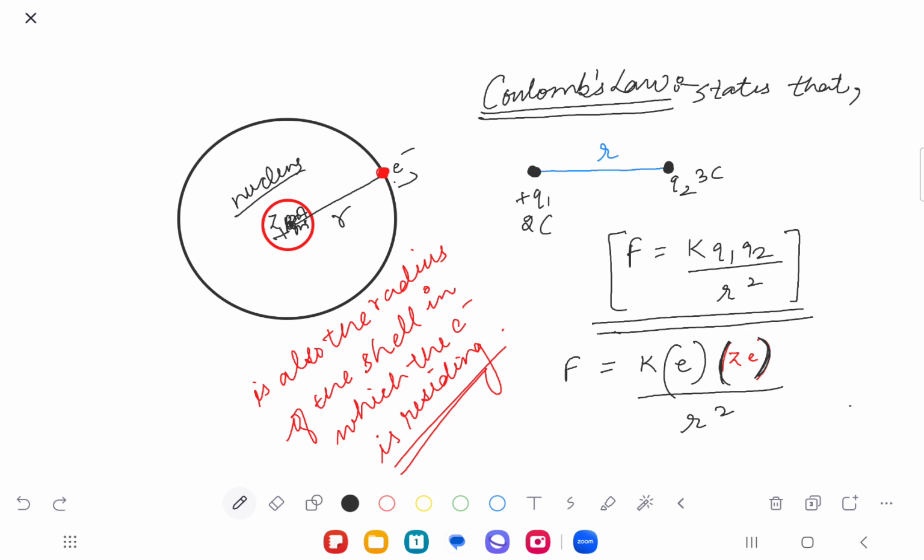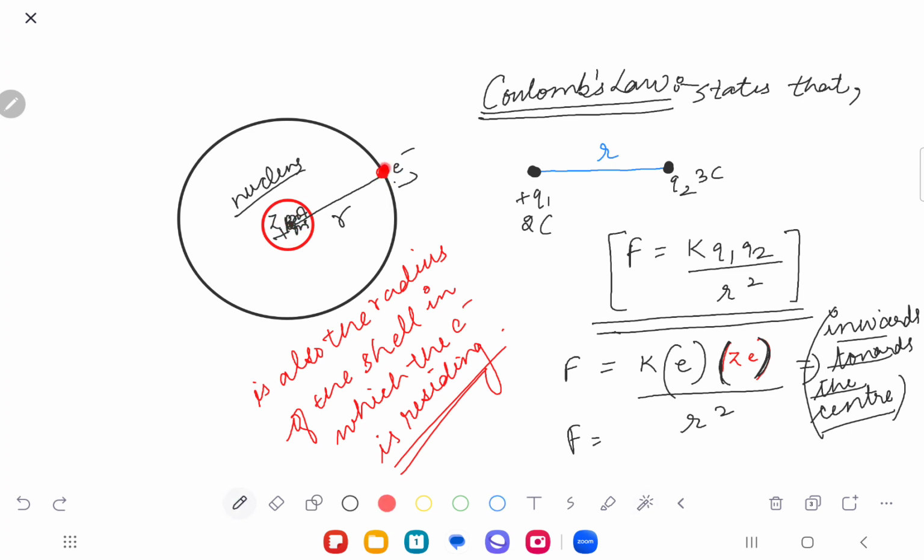Now you understand a very simple concept right here. When we are talking about Coulomb's law, this is Coulomb's law, the force between the two. What is the direction of this force? It is acting inwards towards the center. Understood or not? Yes. Okay, so when it is acting inwards towards the center, we have Z, E, and E. Are you understanding the concept?